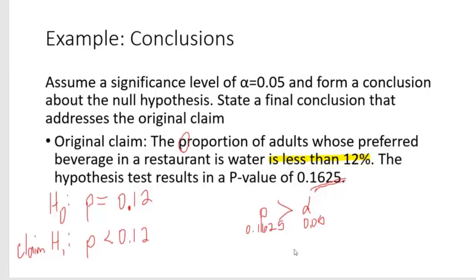This time my p-value is greater than alpha. If the p-value is low, H sub 0 must go. It's not low this time, so H sub 0 does not go. So I need to fail to reject H sub 0.